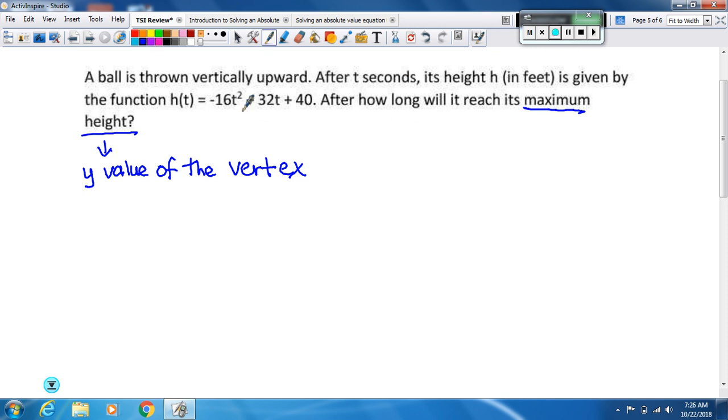So what you want to do is go ahead and take these. There are different ways to approach this, but whatever's in front of the squared term is a, whatever's in front of just the variable by itself is b, and the constant is c. So there is a formula for the x value of the vertex. The x value is negative b over 2a, and that means the opposite of b. So the opposite of positive 32 is negative 32, over 2 times negative 16.